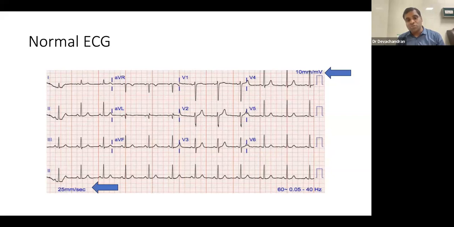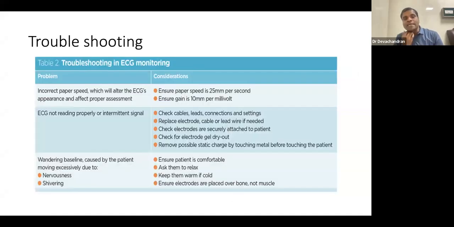You need to make sure that the standardization, which is this rectangular kind of a waveform that is given by the machine, seen on the right end of this ECG, is 10 millimeter per millivolt. And the speed of the paper should be checked to make sure that it is 25 millimeter per second. So these two things you need to remember. The standardization should be 10 millimeter tall, and the speed should be 25 millimeter fast. So two things you need to remember. I'll show you why it is important.